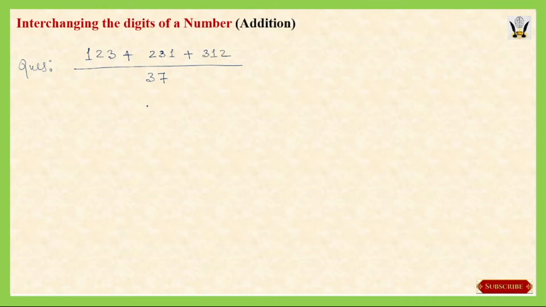Now suppose we have the addition of three-digit numbers and then we multiply that result of addition by 37, and we want to answer this without performing the addition and division. Then what will be the trick?